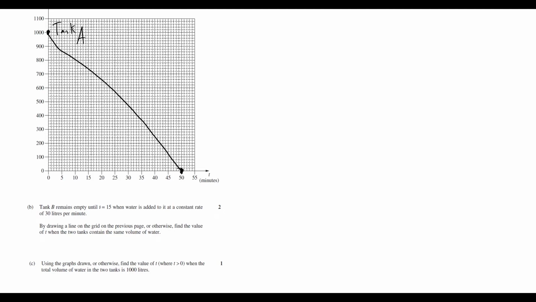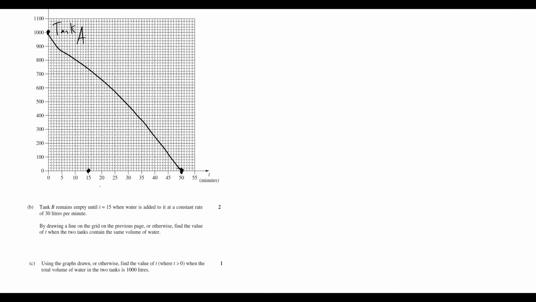So we know that it's empty until t equals 15, so that means that the volume is 0 all the way up until the 15th minute there. Then after that point, we increase it by 30 liters per minute. So what I'd recommend doing here is to just find another point that we can easily graph.